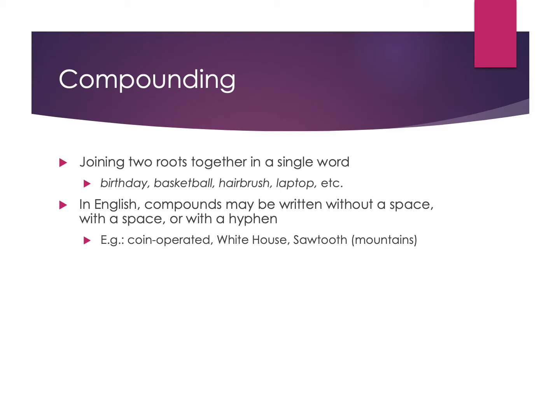So we can have something like coin-operated, which has a hyphen in it, or White House, or Sawtooth are mountains that are local. And so the spelling of that isn't always consistent, and so compounds can look very different in English. But what you're not going to focus on is the spelling so much as the meaning, and intonation when you're speaking these can also give you some information.